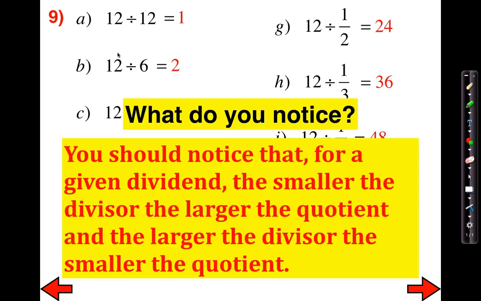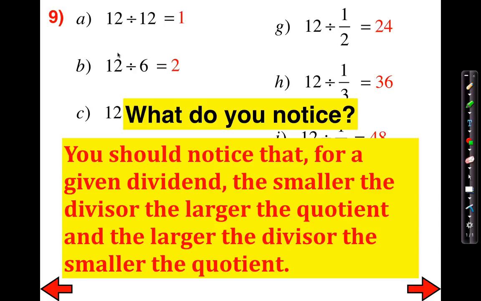Hopefully you noticed that when you're given a dividend, the smaller the divisor, the larger the quotient. And the larger the divisor, the smaller the quotient, which makes sense. If you take a number and divide it by a number that's really small, you're going to have a lot. But if you take the same number and divide it by a large number, you would get less.